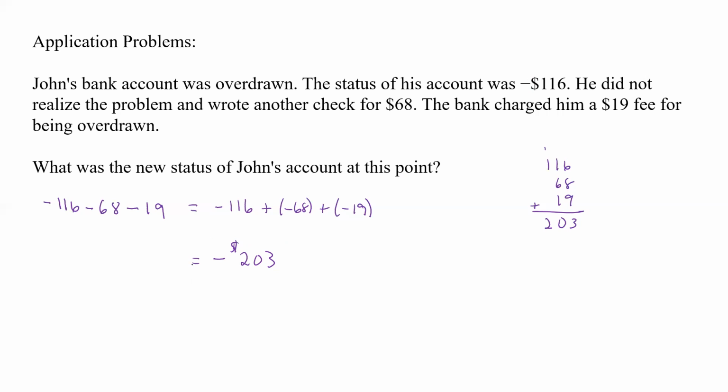Okay. So that would be how we would work that one. Again, we started at the beginning with our initial balance. We subtracted off another check. We subtracted off a fee they charged him. And so that was our initial equation. And then we just had to simplify it and make it adding. And then we got our final answer.